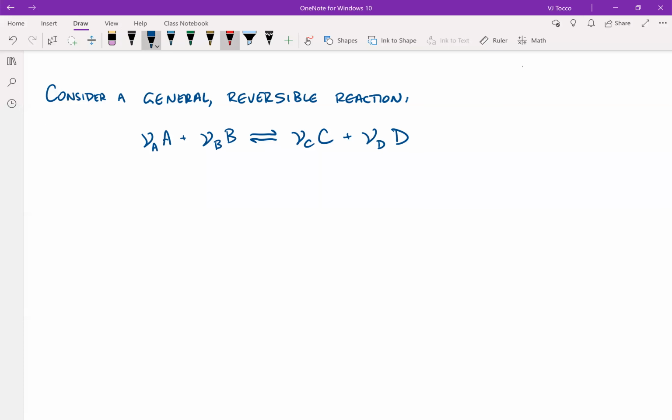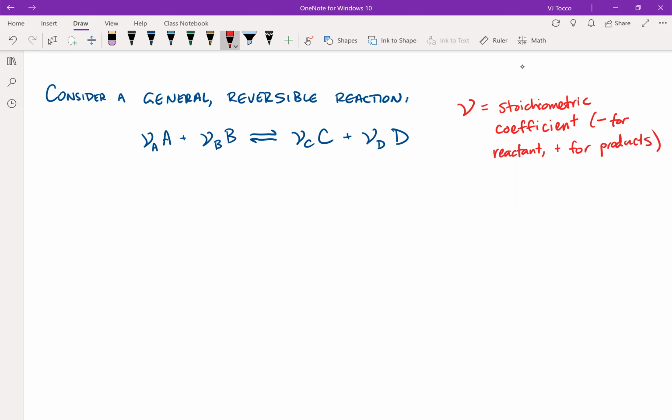Just some quick nomenclature notes: this curvy letter v, remember, is the Greek letter nu, and this is the stoichiometric coefficient. And remember the convention that I touched upon in MEB, which is also applicable otherwise: negative for reactants and positive for products.